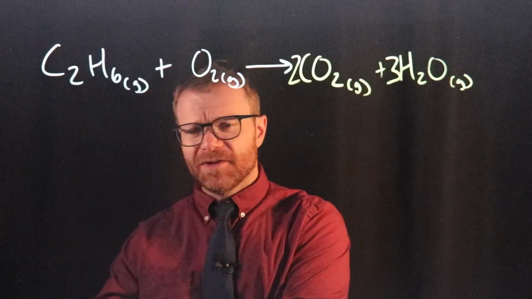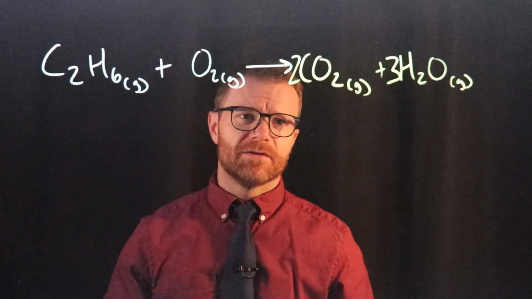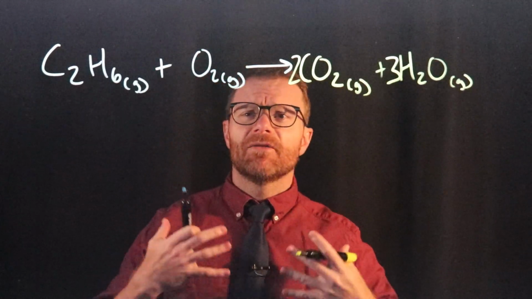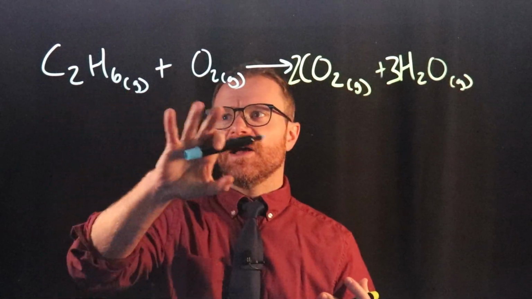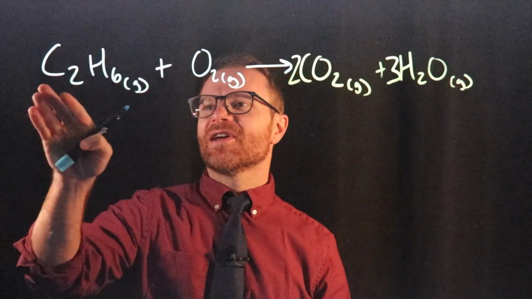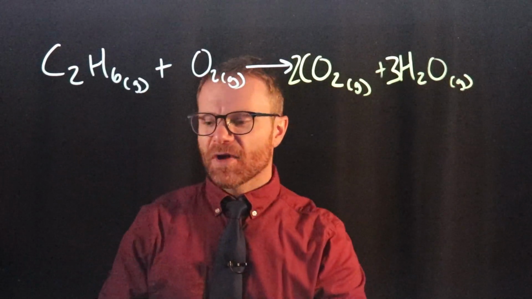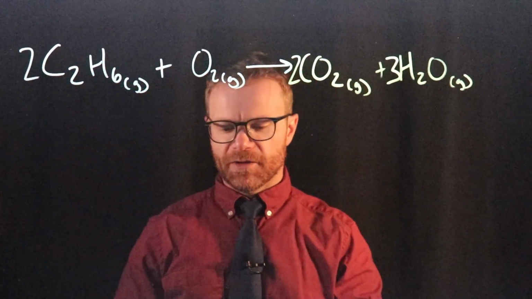Well, 7 is not divisible by 2, right? It would take 3.5 O2s to give us those 7 oxygens, and you can't have a fraction of a molecule. So whenever that happens, find your biggest thing and just add more of it. We've got this ethane here. We've got 1 of them. Let's just make 2 of them now, and we'll update everything else.